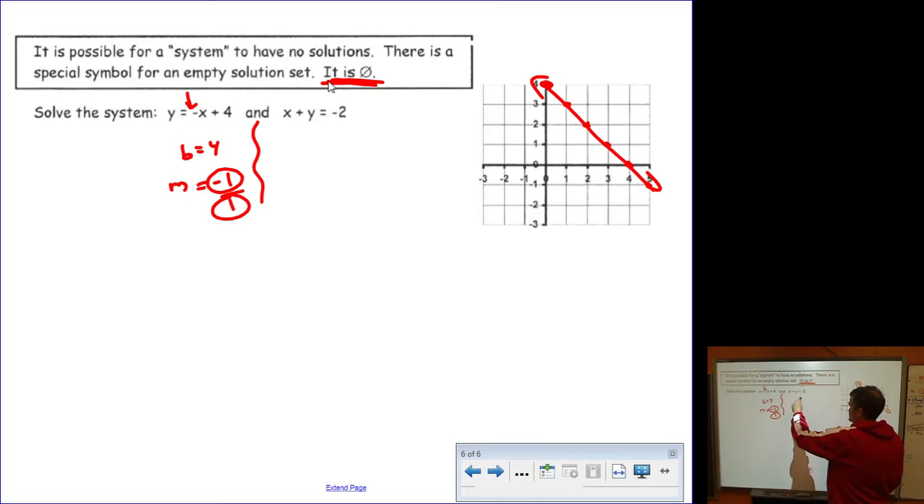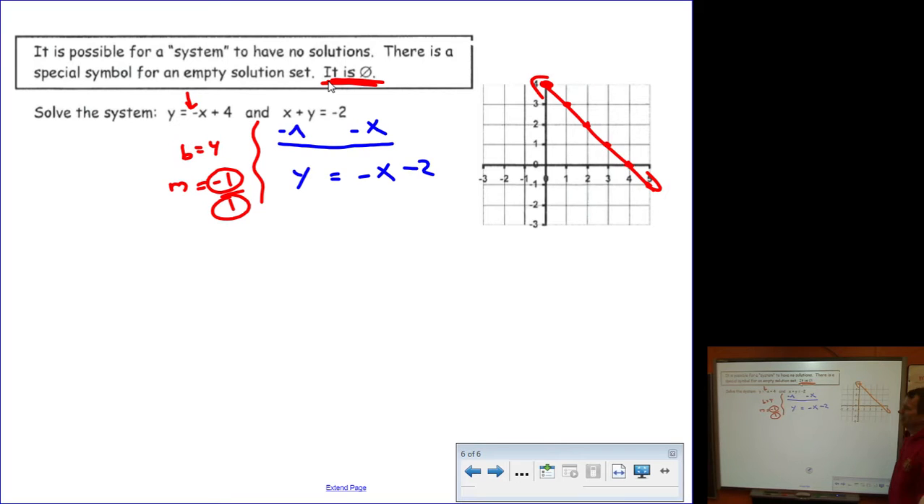Now the other equation here is not in slope-intercept form. Oh my gosh, the board is terrible tonight. So I am going to subtract x from both sides. At least I'm going to try to finish this off.